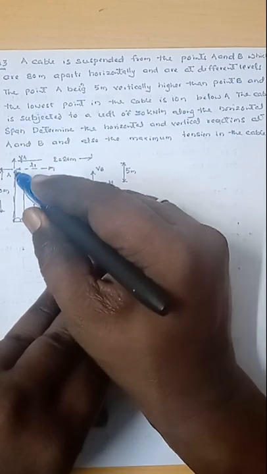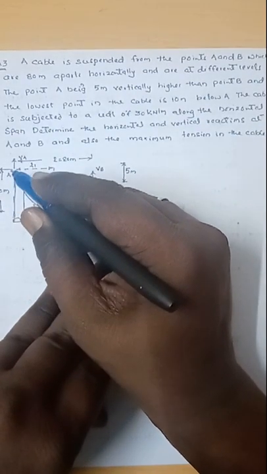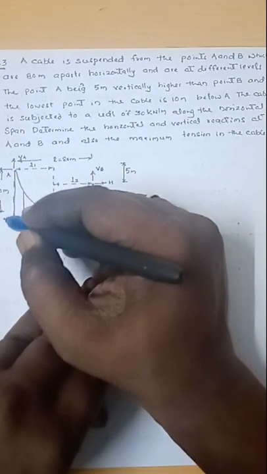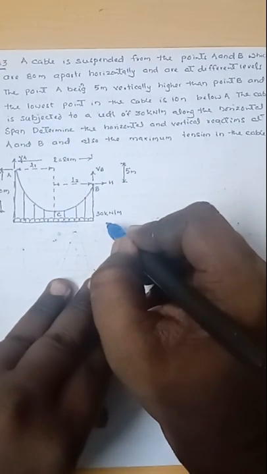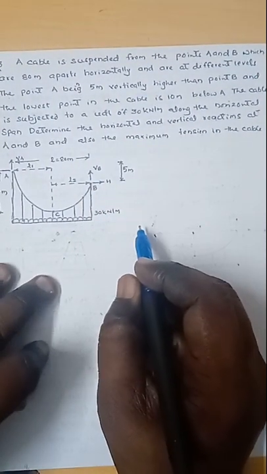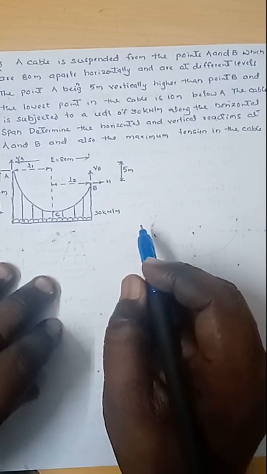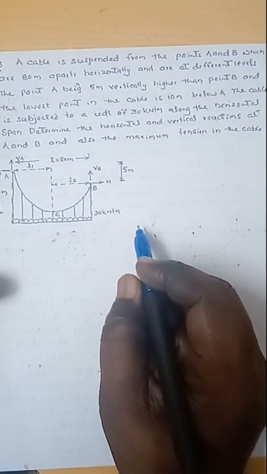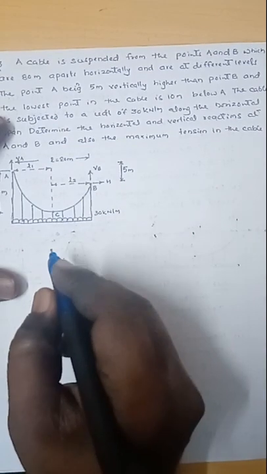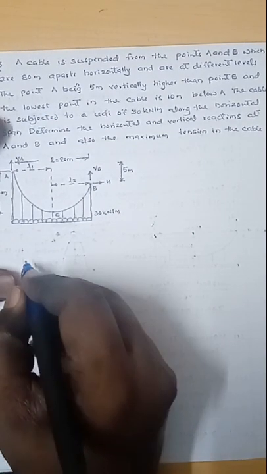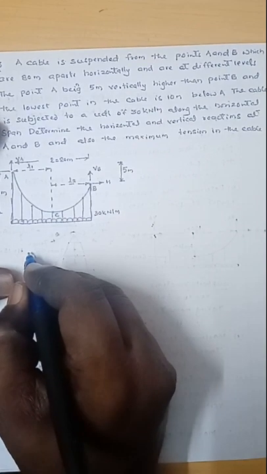Then the lowest point in the cable, this one is the lowest point, is 10 meter below A. The cable is subjected to UDL of 30 kilonewton per meter along the horizontal span. Determine the horizontal and vertical reactions at A and B, and also the maximum tension in the cable. Here first we have to calculate the support reactions.